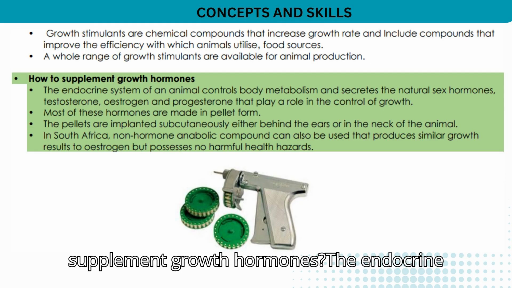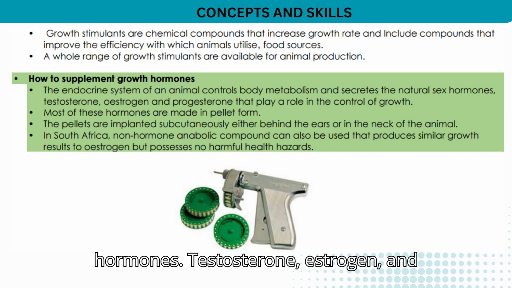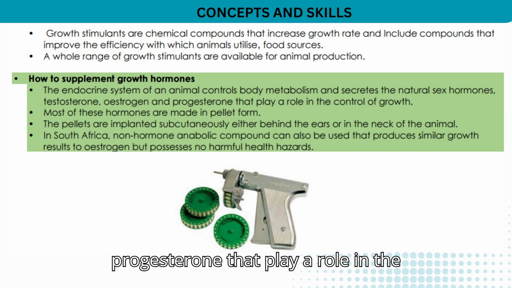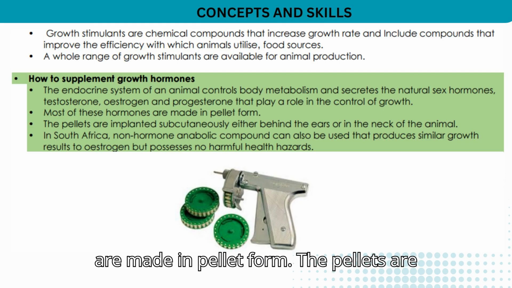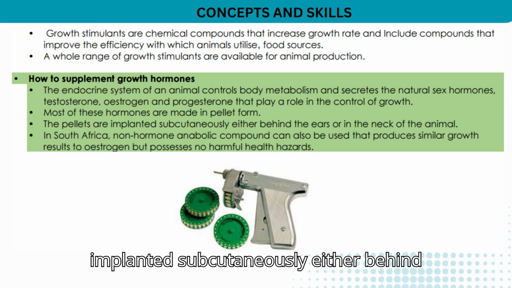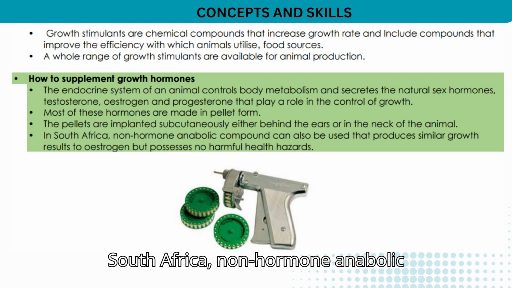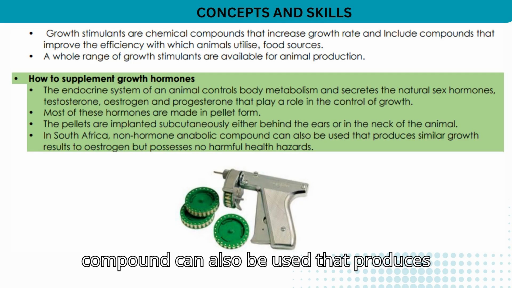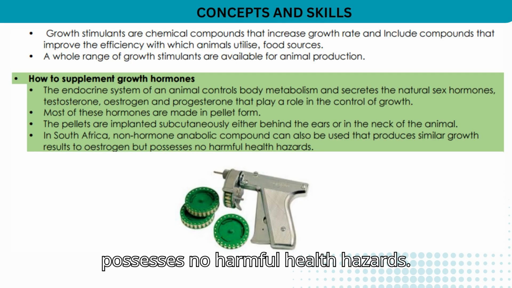How to supplement growth hormones. The endocrine system of an animal controls body metabolism and secretes the natural sex hormones: testosterone, estrogen and progesterone, that play a role in the control of growth. Most of these hormones are made in pellet form. The pellets are implanted subcutaneously either behind the ears or in the neck of the animal. In South Africa, non-hormone anabolic compounds can also be used that produce similar growth results to estrogen but possess no harmful health hazards.